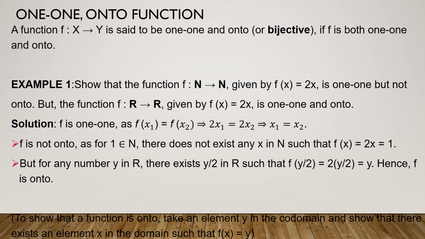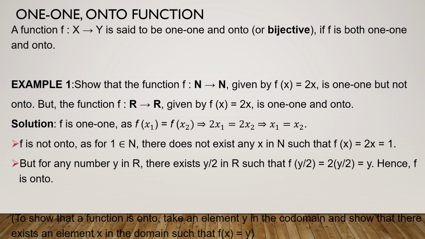Now, let us take an example. This is a little bit confusing topic, so try to understand each and every example. Show that the function f from the set of natural numbers N to N given by f(x) = 2x is 1-1, but it is not onto. But the function f from R to R given by the same definition f(x) = 2x is 1-1 and onto both. Let us check it out.